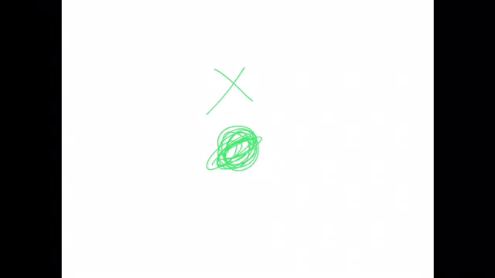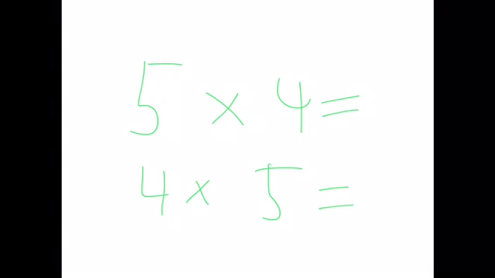So, let me give you an example for multiplication. Okay, there it is right there. As you can see, here are examples: 5 times 4 equals 20, and 4 times 5 also equals 20.